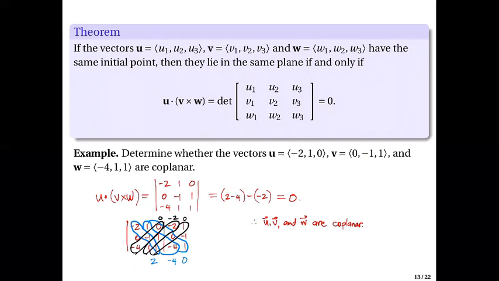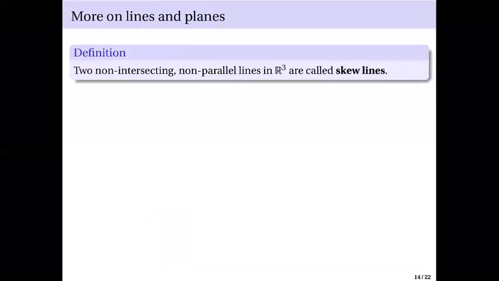Now, let's look at some more geometric applications of what we've learned so far. Suppose we have two non-intersecting and non-parallel lines in R3. Then these lines are called skew lines. So, two non-intersecting, non-parallel lines in R3.